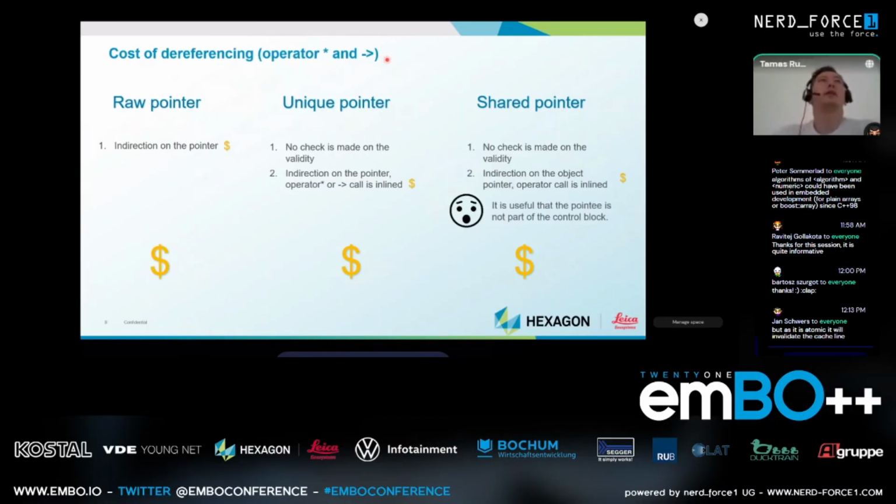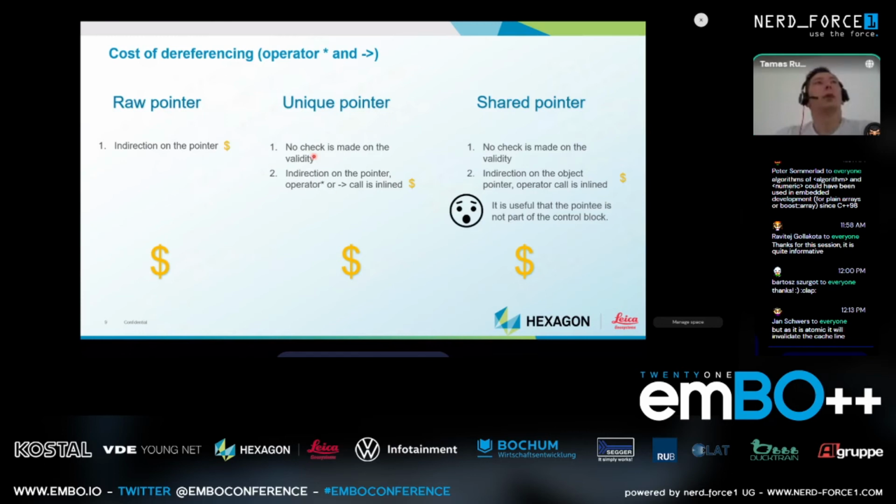And maybe this is the most used part: how expensive is dereferencing the pointer? So I mean using the asterisk operator or the arrow operator. For the raw pointer, it is an indirection. So I just put here $1. It's normally even part of the assembler addressing scheme.